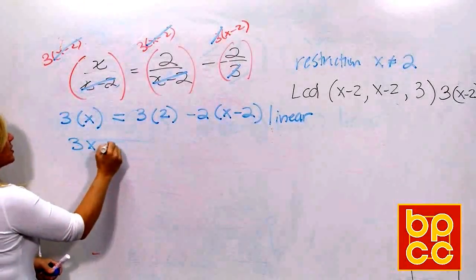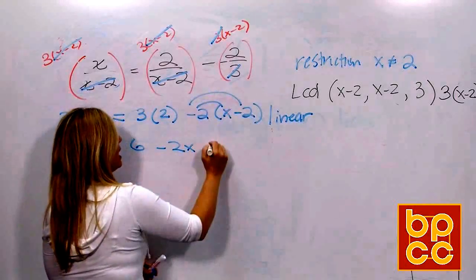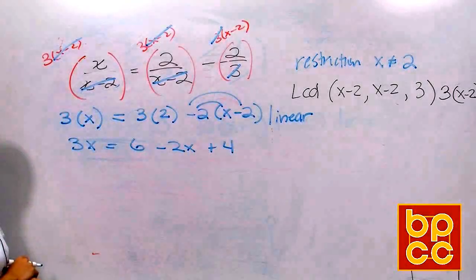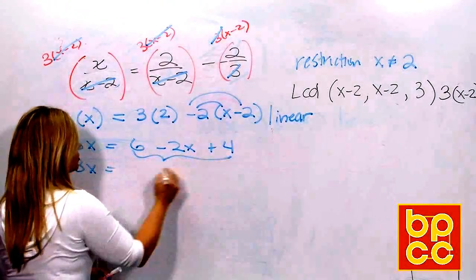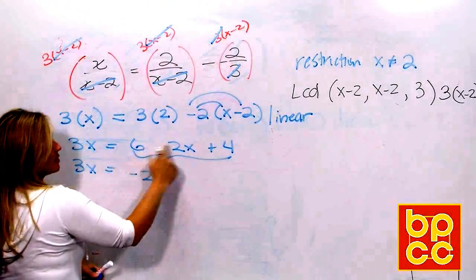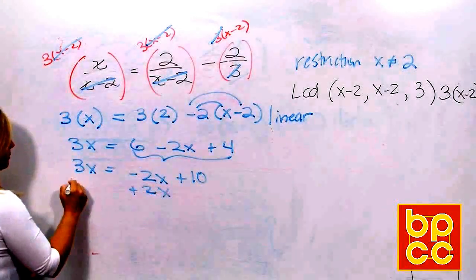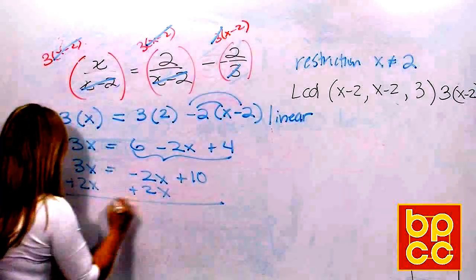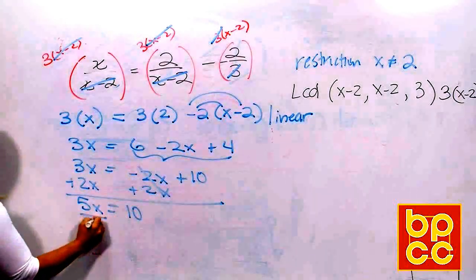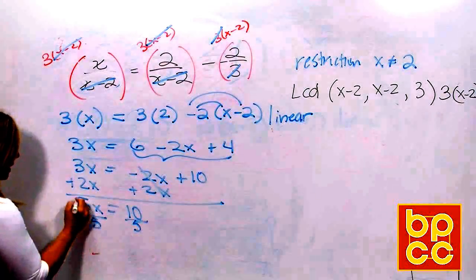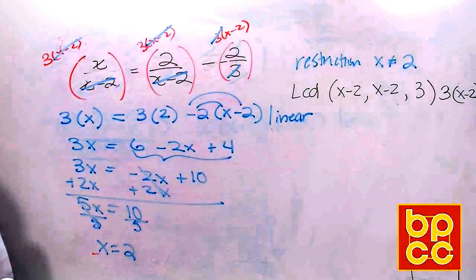We distribute to get rid of our parentheses. So negative 2x, positive 4. Okay, on the right side, we could do some CLT and collecting like terms. We get negative 2x and 6 and 4 is 10. We add 2x. We get 5x equals 10. We divide by 5 and we get x equals 2. Now, I'm warning y'all.